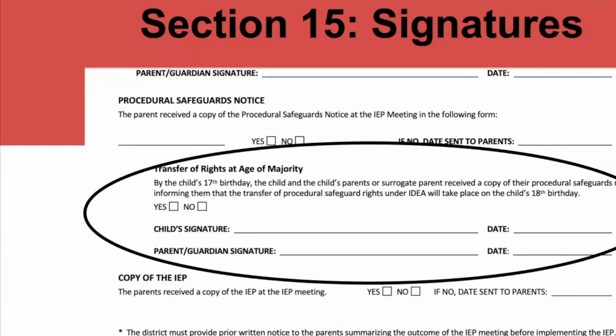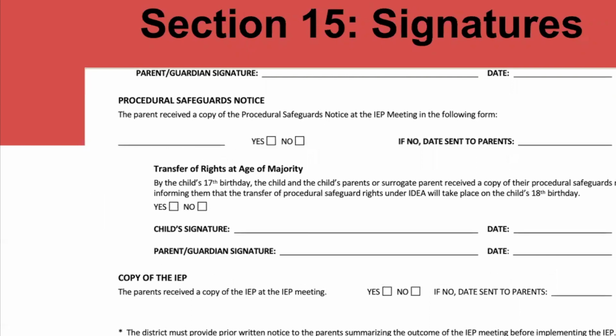So a parent should still be invited. However, they are not the required team member now. Now we've moved into the student being that member. So make sure you're explaining to the parents what that looks like. Notice there is a signature line for both the child and the parent, that they understand their rights, the transfer of rights at the age of majority.